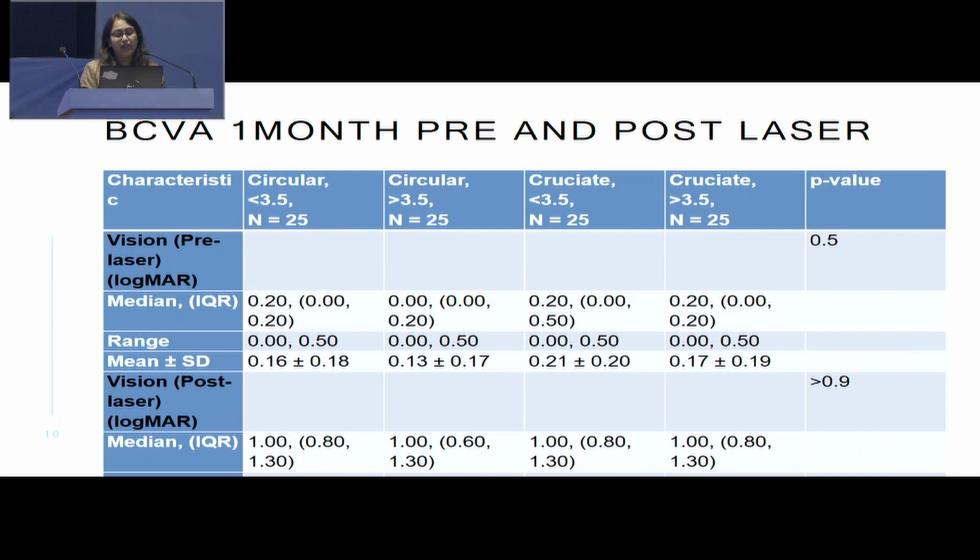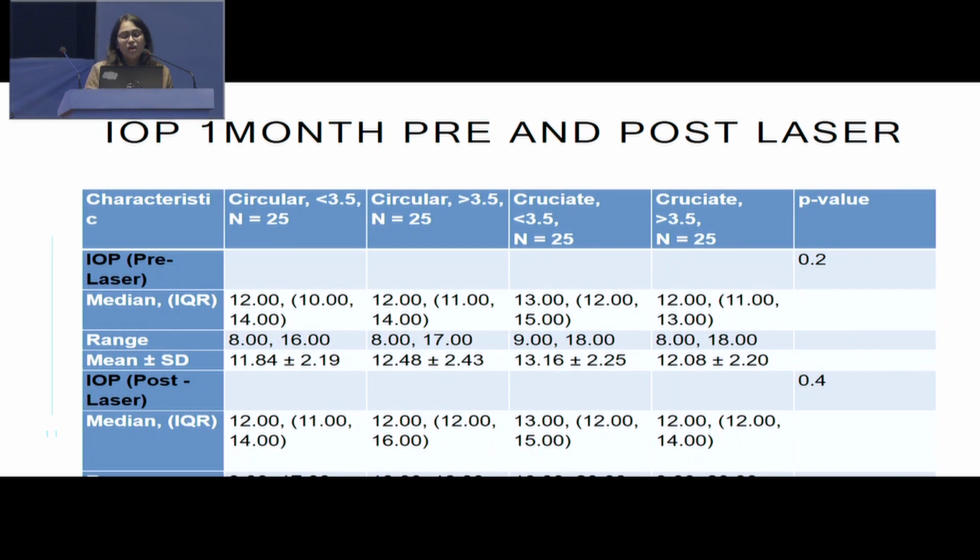The best corrected visual acuity 1 month pre and post laser was found to be comparable between all the 4 groups. There was an overall improvement in the vision post laser. However, there was no significant difference found between the groups. IOP pre and post laser was also comparable. There was no significant increase in IOP in any of the groups, and none of our patients required long-term anti-glaucoma medications.